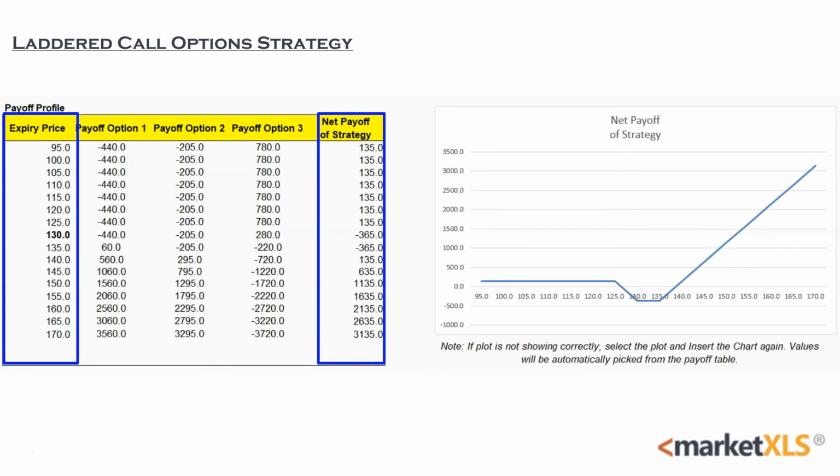The maximum loss in this case is capped, and it happens when the option expires anywhere in between the at-the-money and the out-of-the-money strike price, and the amount will be as calculated in the net payoff matrix. Hence, we can conclude that maximum loss is limited and maximum profit is unlimited.